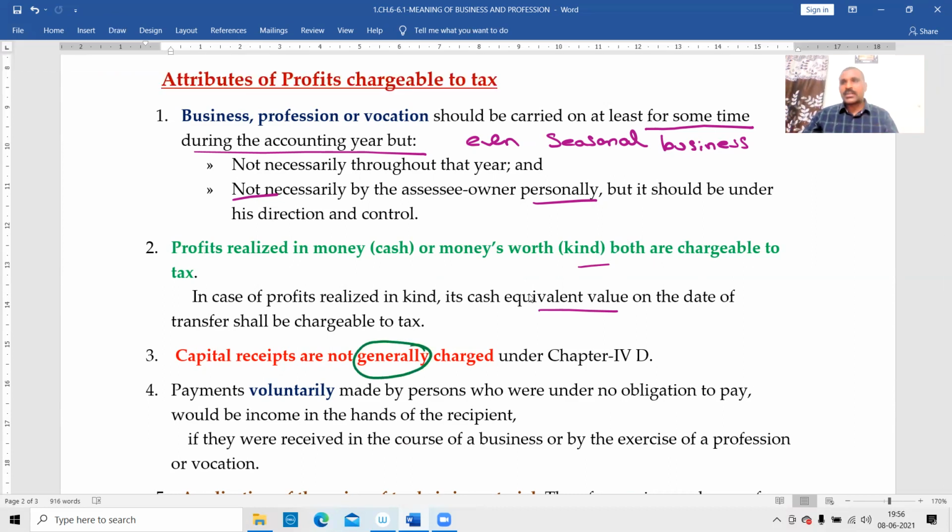Generally, that means there are some exceptional cases when even capital receipts are chargeable, which we'll discuss as we go through the chapter. In general, capital receipts are not taxable, but there are some cases where a receipt is purely a capital receipt, but still it is treated as business income. It is taxed under the business head only, not under capital gains.